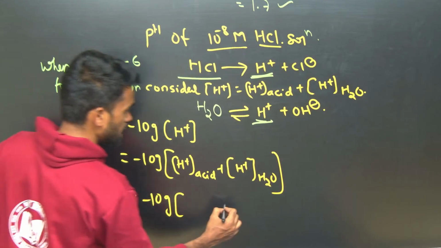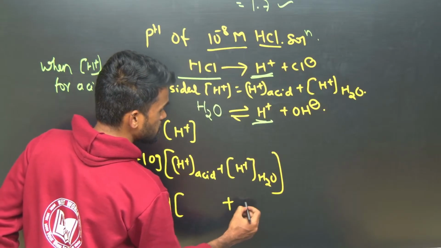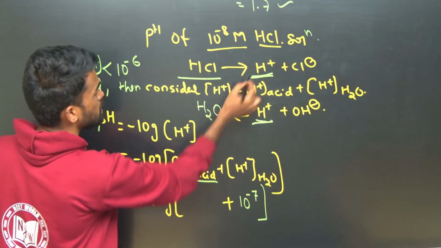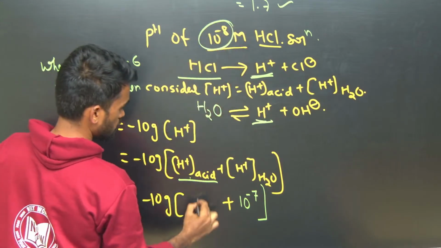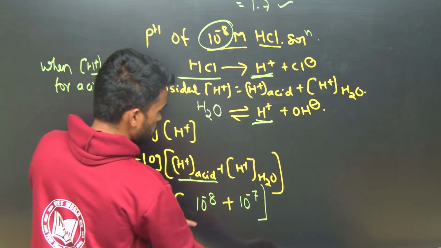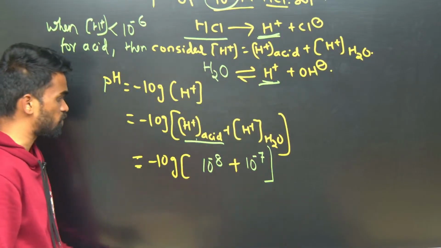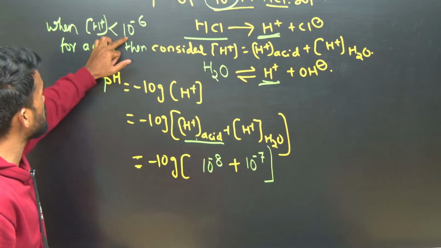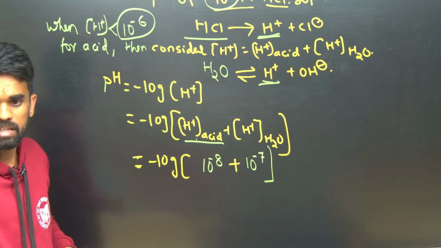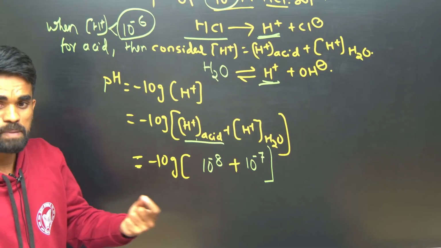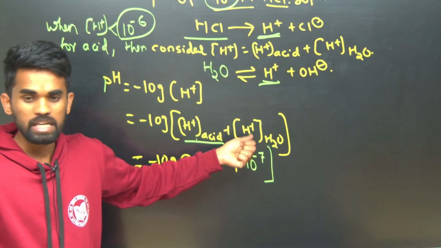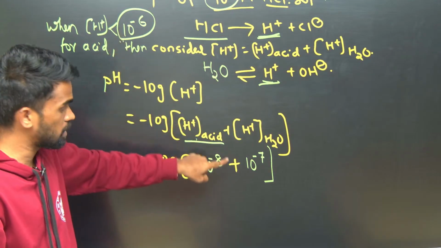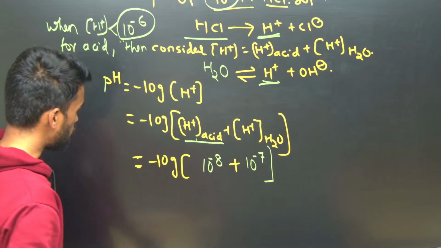So take here H plus ion coming from water, concentration is 10 power minus 7, and H plus ion from acid is 10 power minus 8. See, this value is smaller than H plus ion from water, therefore you should not ignore this. If concentration of H plus ion is greater than 10 power minus 6, then you can ignore H plus ion coming from water. If it is less than or equal to 10 power minus 6, don't ignore it, take it into the calculation. Now tell me what is your answer here?